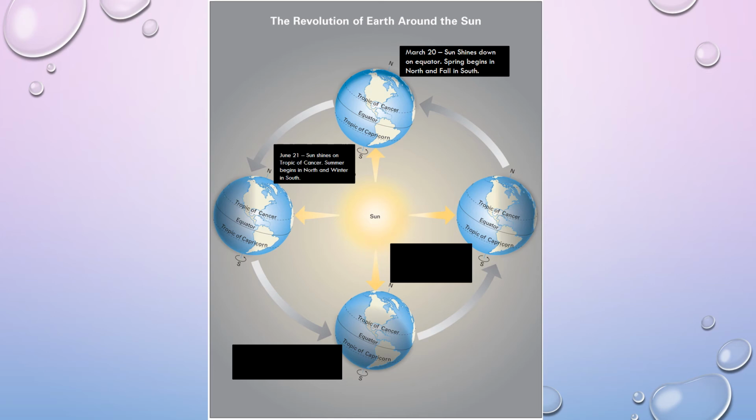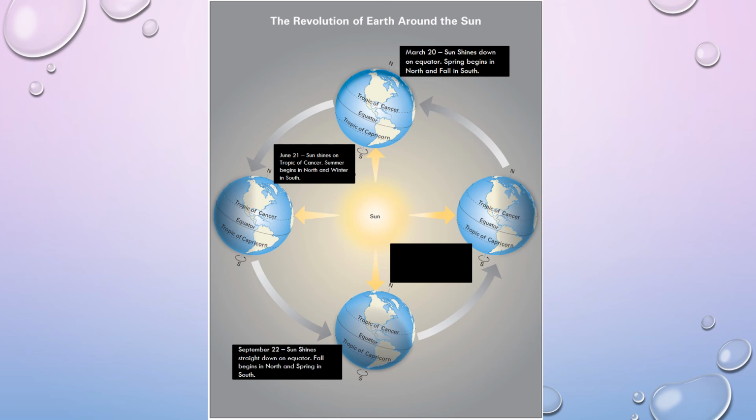Now, all the way from March 20th up until June 21st, it was spring in the north and fall in the south. So any day that fell in between March 20th and June 21st, it was spring in the northern hemisphere. But on June 21st, the sun shines on the Tropic of Cancer, and this signals summer beginning in the northern hemisphere and winter beginning in the southern hemisphere.